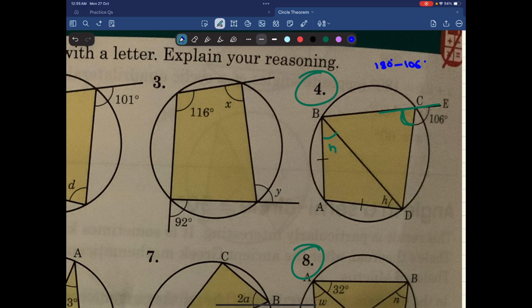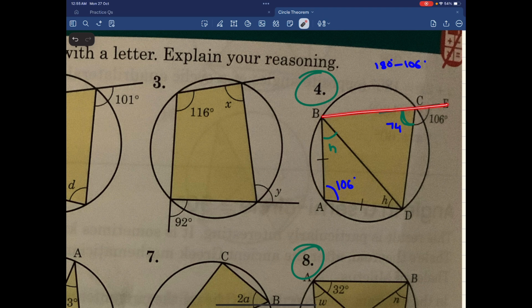So 180 minus 106 would give you 74. So this is 74, and since the interior opposite angles of a cyclic quadrilateral are supplementary, this angle plus this angle should be 180. So 180 minus 74 gives you 106, right? So we could have gotten to this angle directly as well, using the property that the exterior angle is equal to the opposite interior angle. So that would have saved you a couple of minutes.